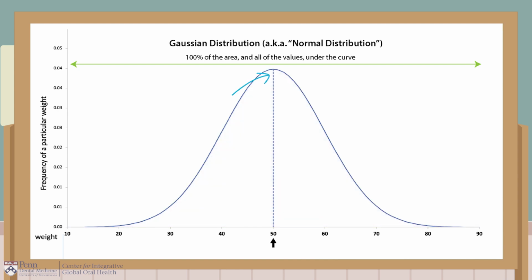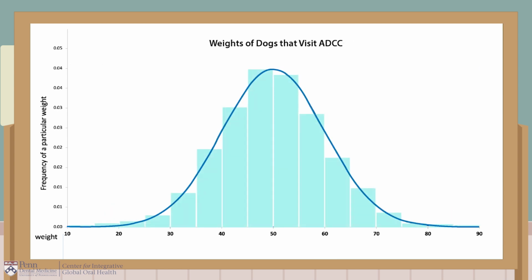Most of the variables will cluster around the average, or mean, score, while the least frequently occurring data will be at the tails of the curve. No pun intended. For example, if we draw a sample of dogs from ADCC, we find that most of the dogs' weights immediately surround the average of 50 pounds. But there will be a few dogs that weigh as little as 10 pounds and a few that weigh over 90 pounds that can be found in the tails of the curve.